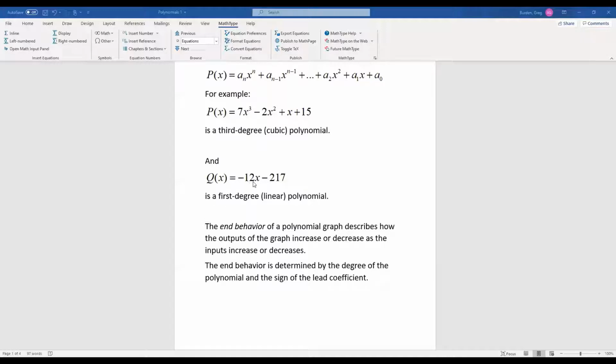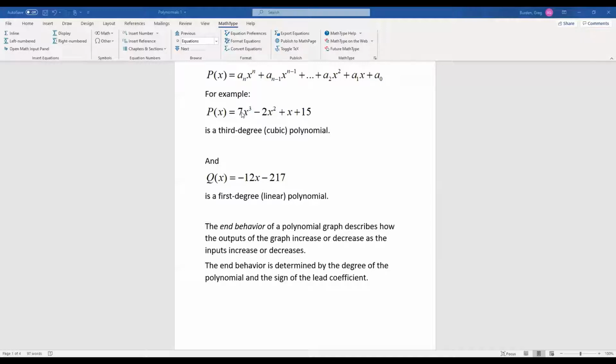And a similar thing applies to the q of x with the negative 12x. x and its opposite, of course, are opposite. And the other thing is the coefficient. It's the sign of the coefficient that's really important. The 7 here actually tells me that p of x is going to go up to the right and down to the left. The fact that I have an odd degree means that the ends are going to go in opposite directions. One end goes up, one end goes down.